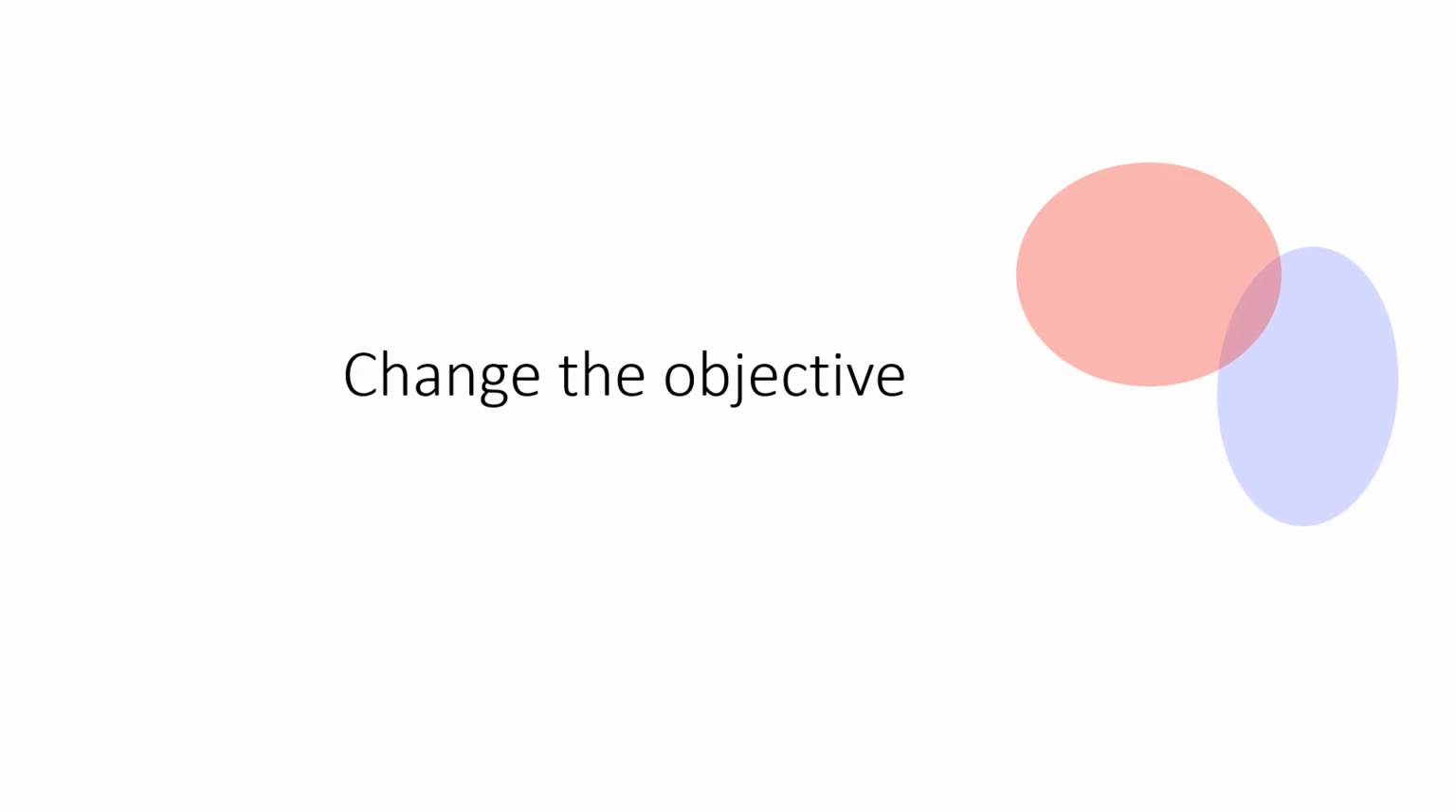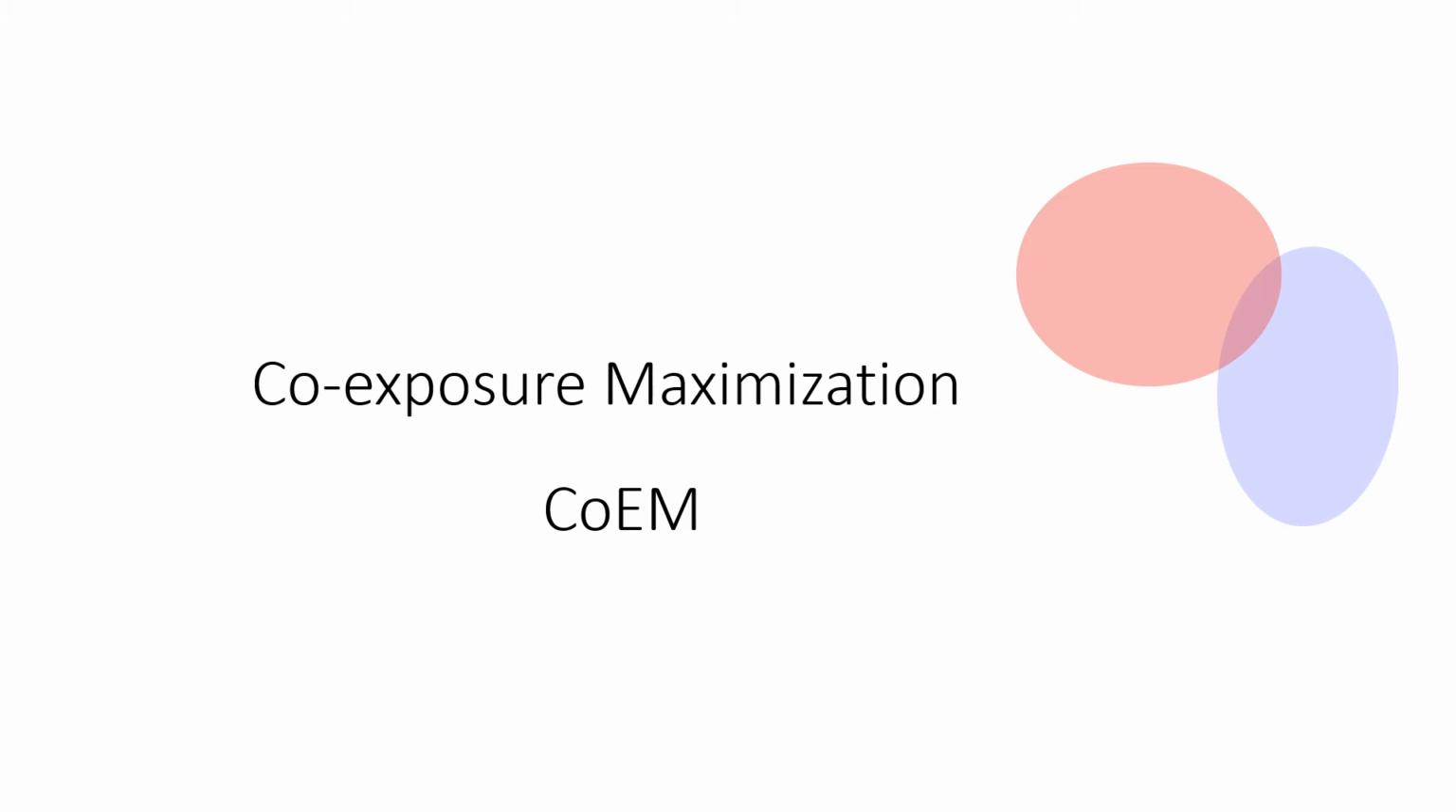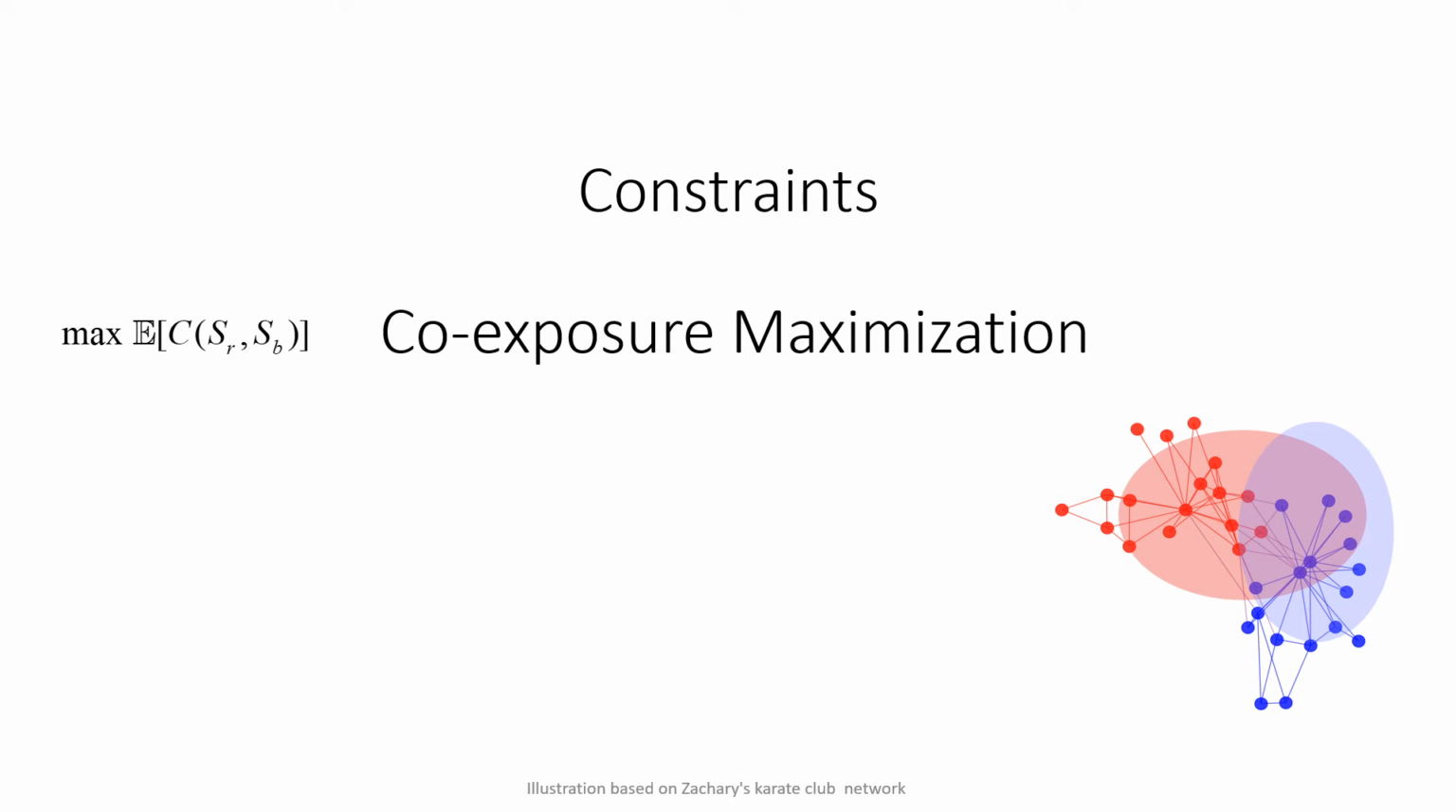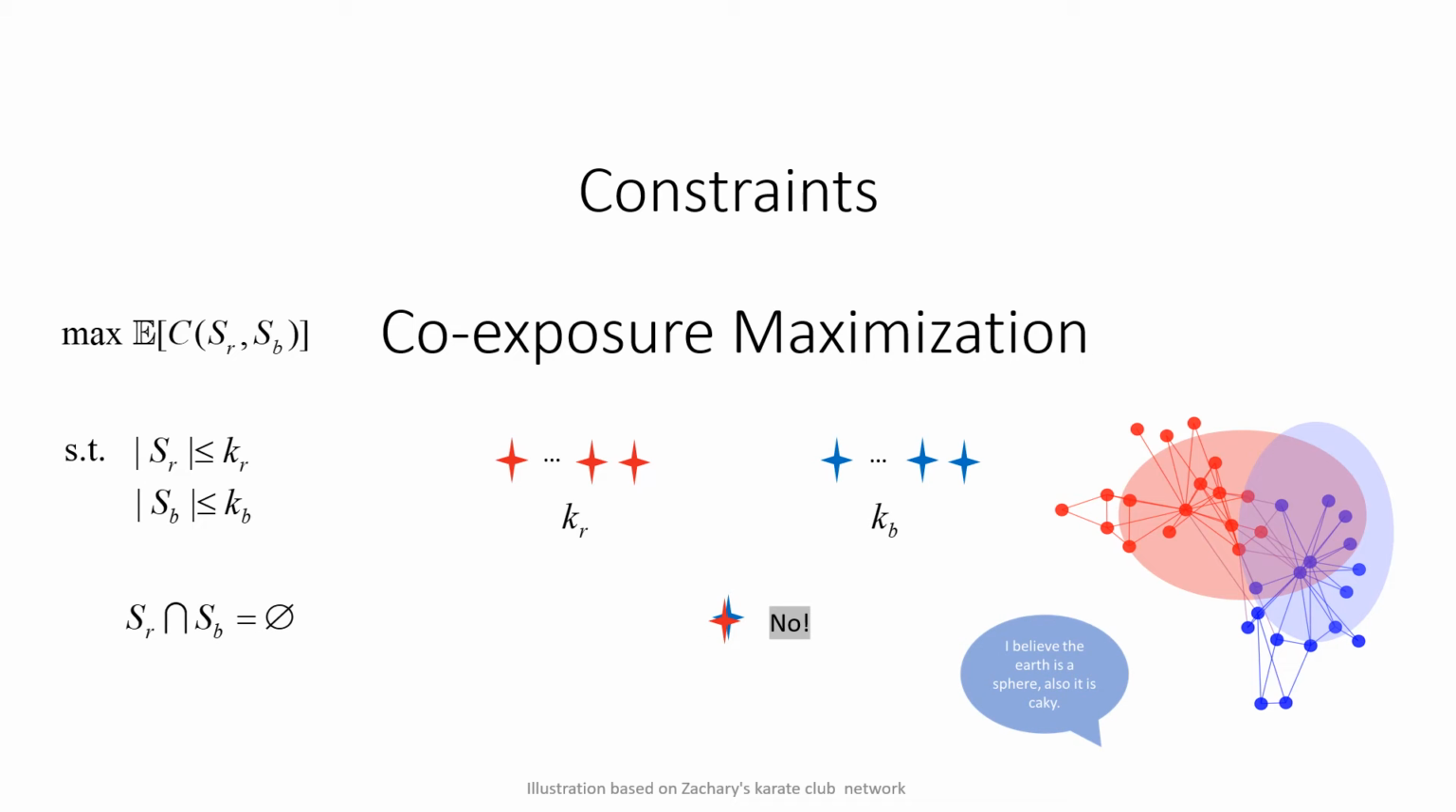Our solution is to change the objective function. That is to say, to get more people receiving information from both red and blue. That is co-exposure maximization. We already have the objective function. Next are the constraints. We assume that red has a budget for KR nodes and blue for KB nodes, and we avoid selecting the same nodes for both campaigns. In this way, we avoid confusing the users with conflicting viewpoints.